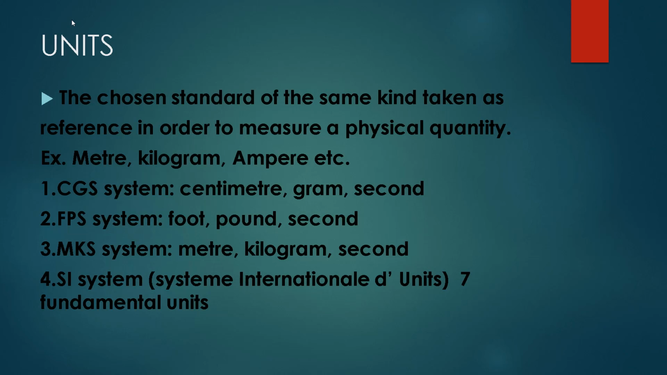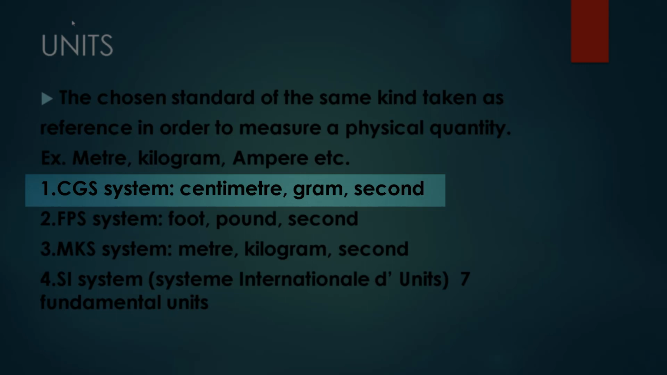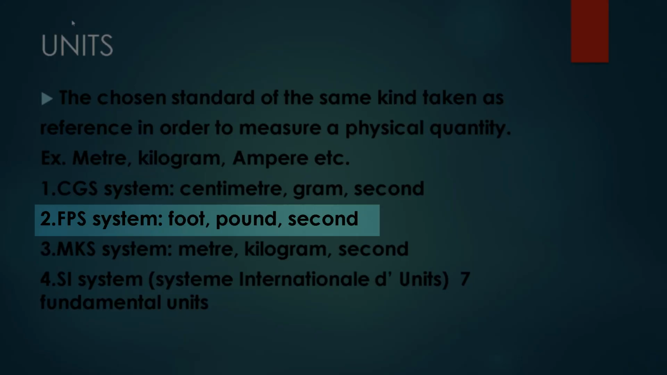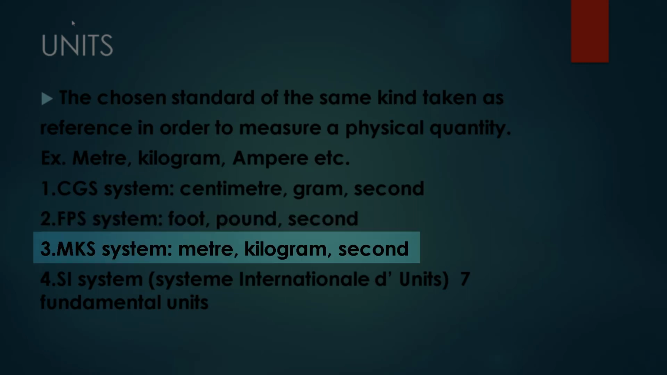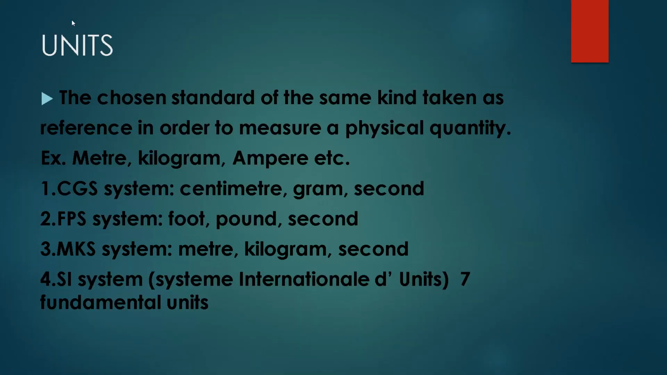Without this standard, we cannot measure anything. The length of the wire will be 2 meter is relevant. System, we have different types of systems of units. In CGS system, centimeter, gram, second. FPS system, foot, pound, second. MKS system, meter, kilogram, second. And these systems of units are related to different countries.